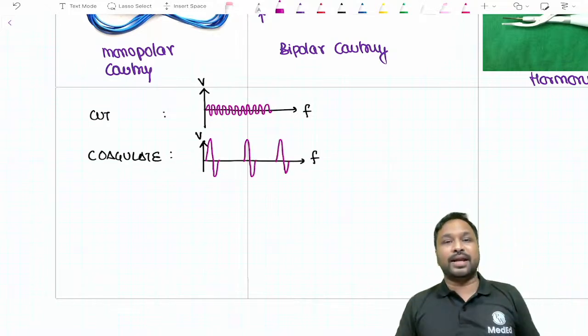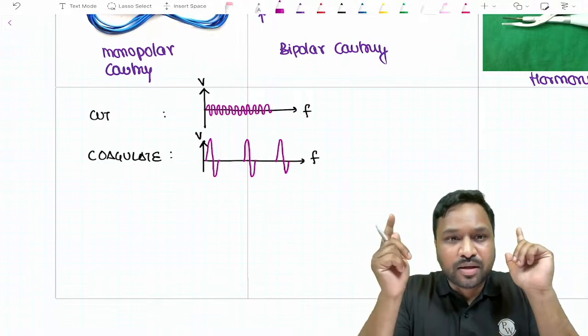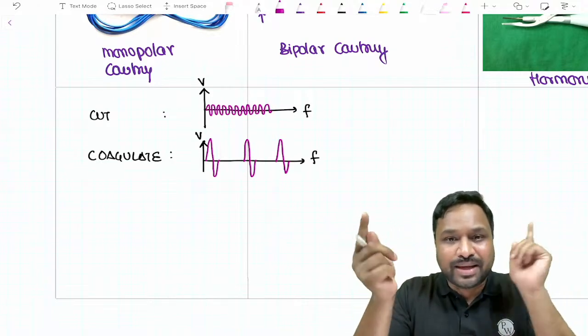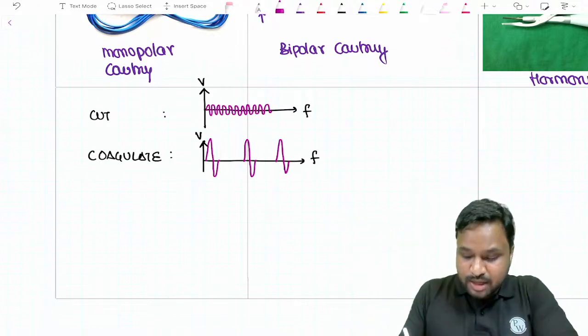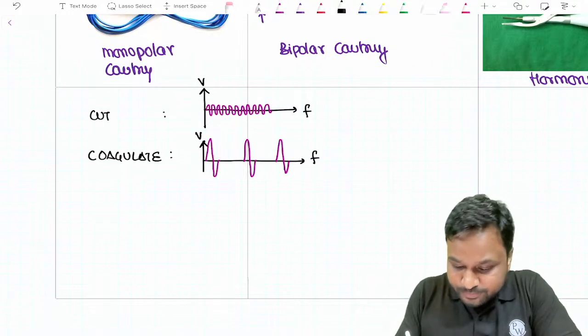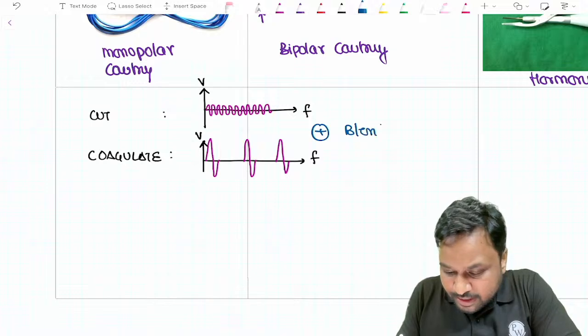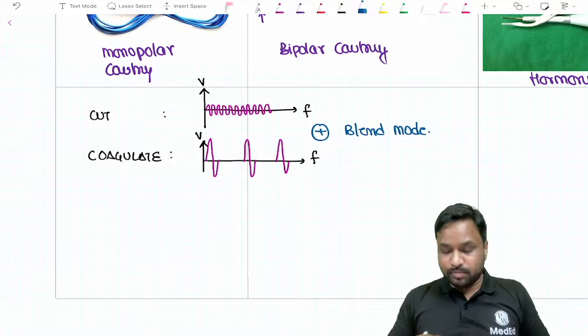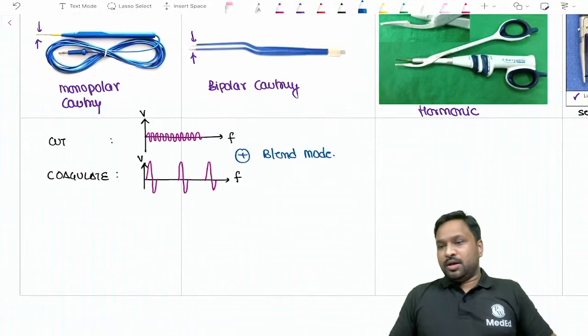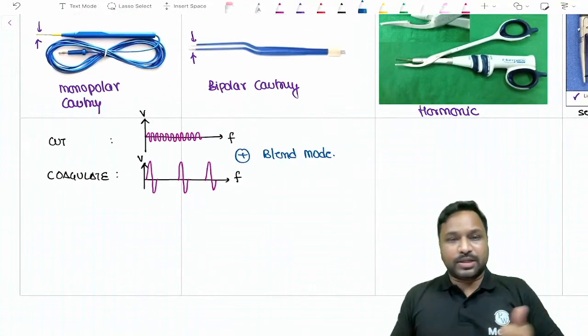This is what coagulates. If you combine these two, the cut current and the coagulating current, what do you get? A combination of these two is what we call the blend mode. Right? It is what we call the blend mode. Absolutely correct. Amazing, guys. Good feedback on the chat box. Keep it up. Let's go.